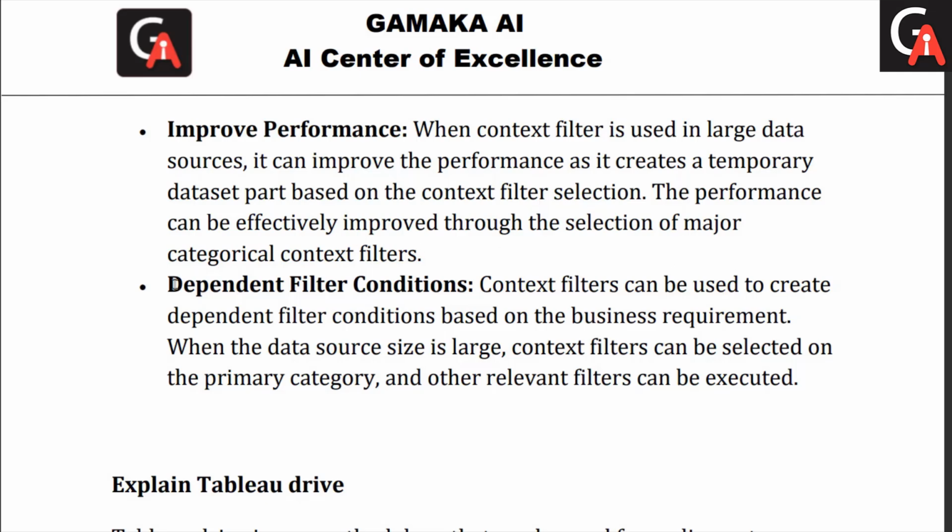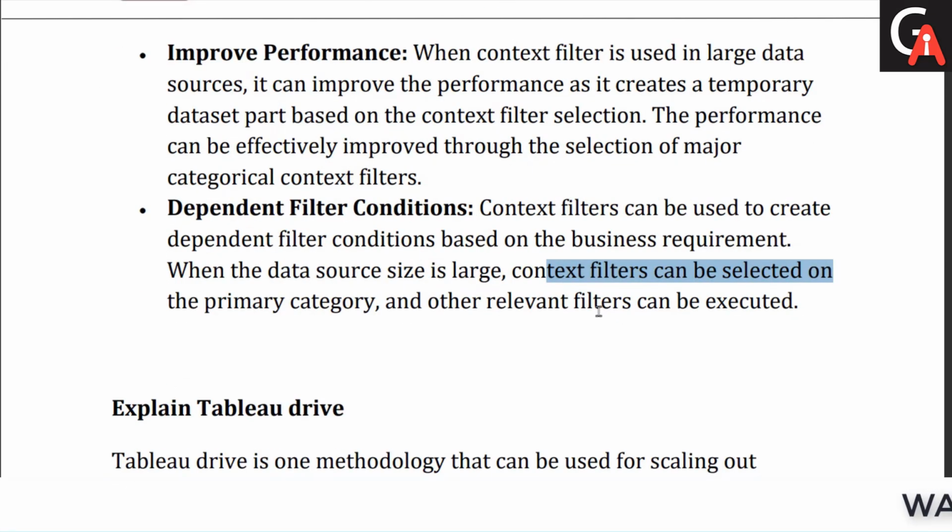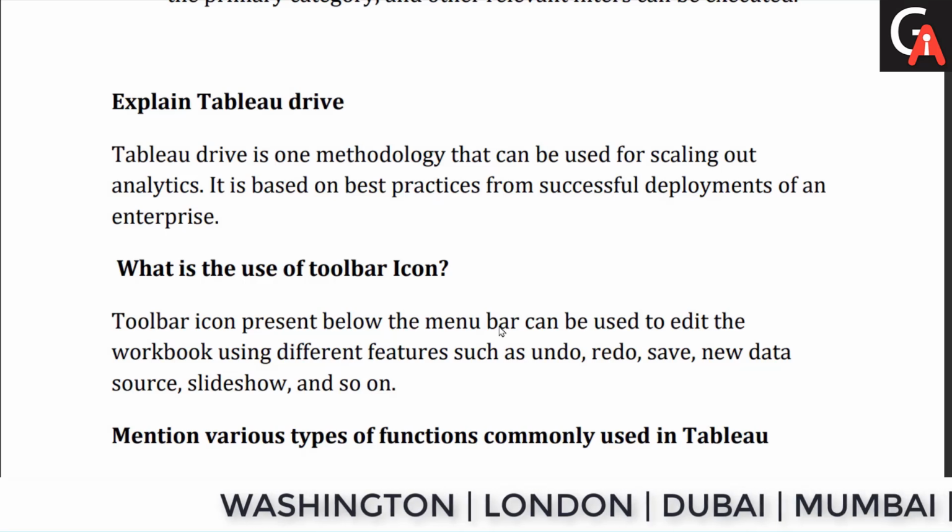Okay. Then we have a dependent filter condition as well. Context filter can be used to create the dependent filter condition based on the business requirement. When the data source size is large, context filters can be selected on the primary category and other relevant filters can be extracted or executed. Clear? Next question we have, explain Tableau Drive.